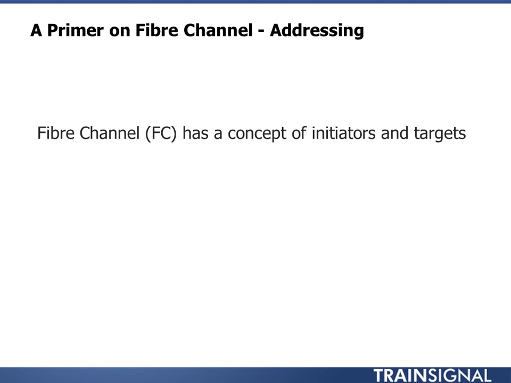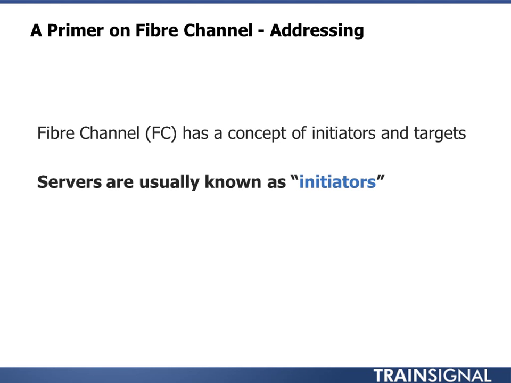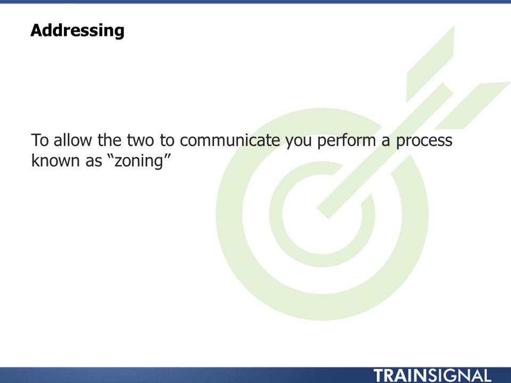Fibre Channel has a concept of initiators and targets. Servers are usually known as initiators, like your vSphere hosts, and your storage arrays are usually known as your targets. So if you have an EMC array or a NetApp or something like that, that's normally your target. And the way that they talk is you have to go through a process known as zoning, and this gets done usually on your Fibre Channel switches. So within your Fibre Channel fabric, you zone things. And what you do is you zone one or more initiators to one or more targets. Normally it's single initiator, single target, meaning 1-to-1.